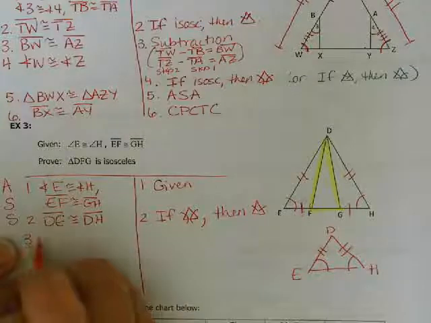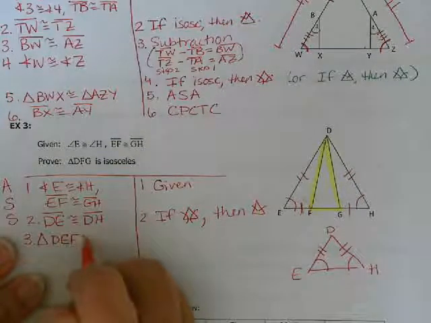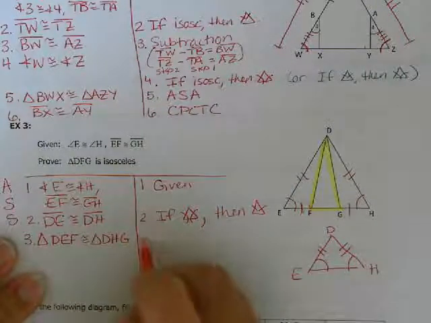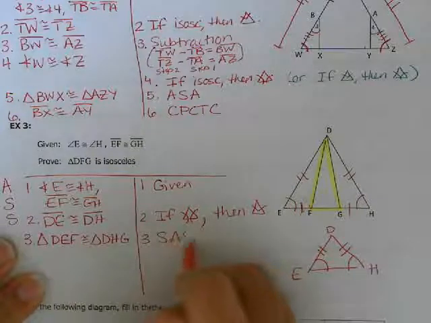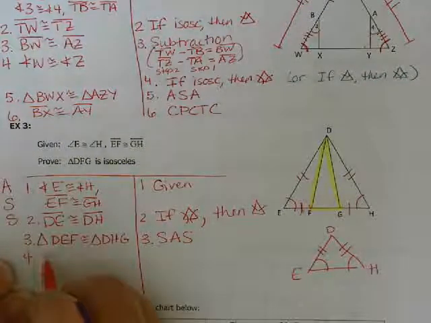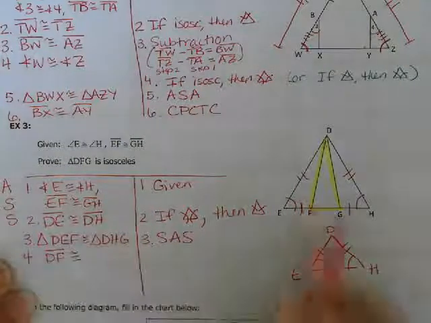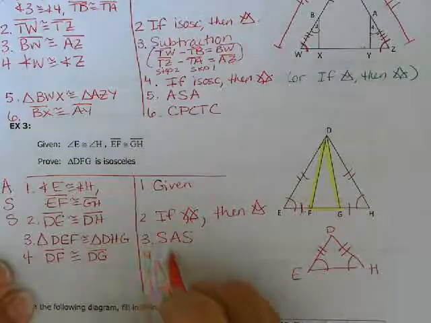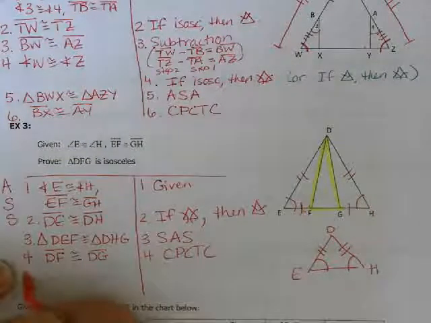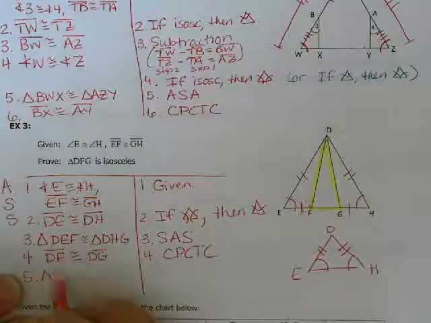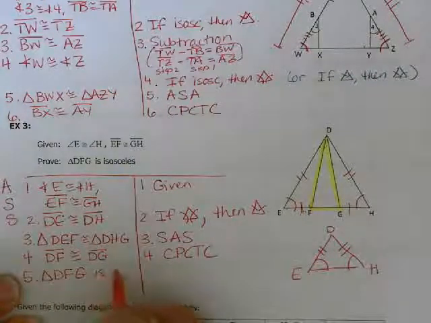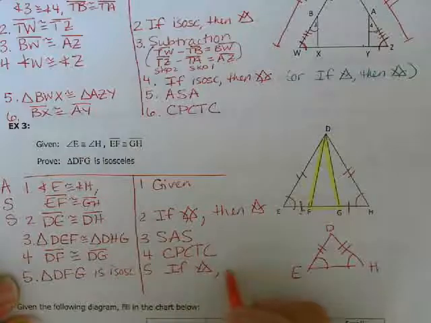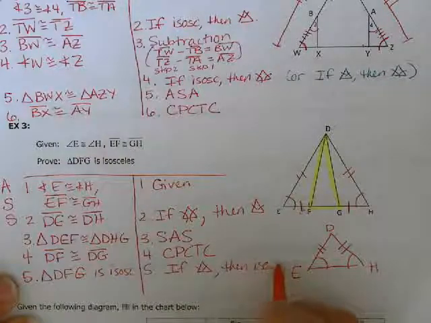So now I can say that triangle DEF is congruent to triangle DHG by side, angle, side. By CPCTC, we can say that segment DF is congruent to segment DG. And then we can say that triangle DFG is isosceles. And our reason will be if two sides of a triangle are congruent, then it's isosceles.